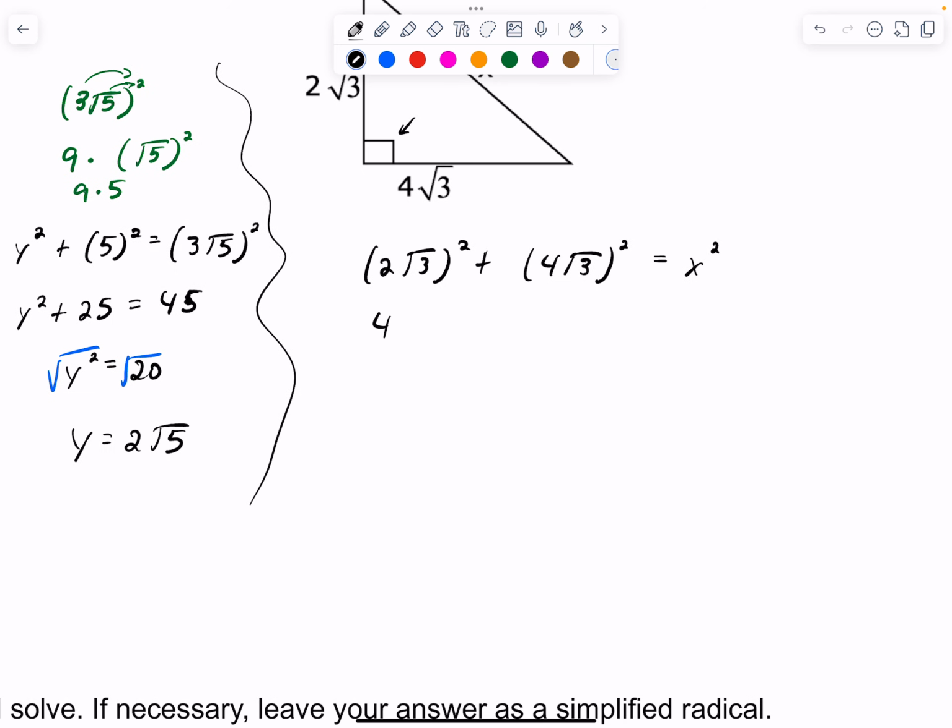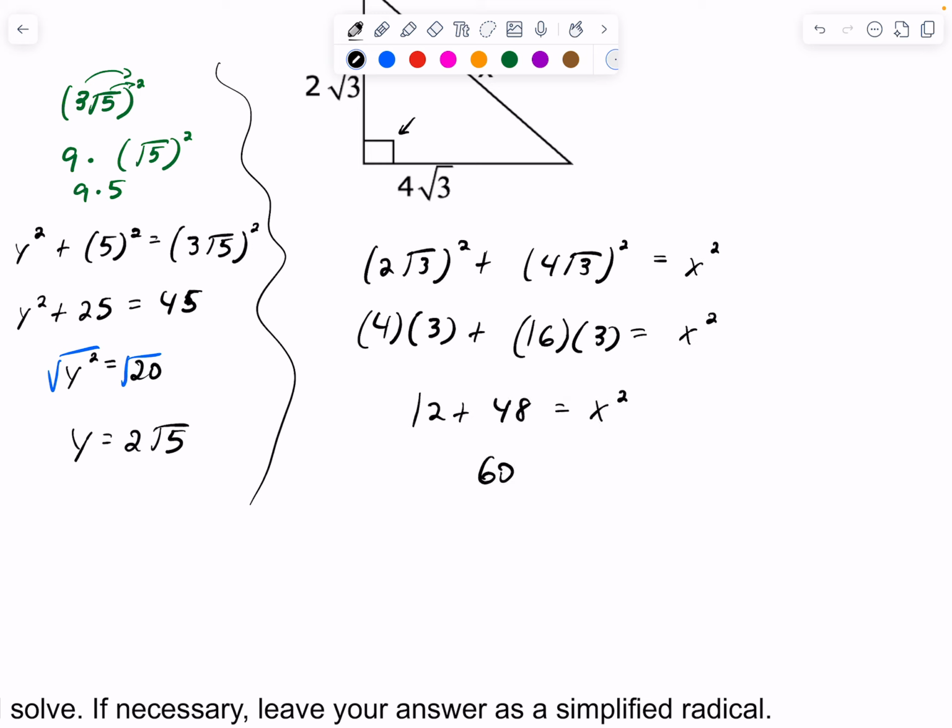So 2 squared is 4, times the square root of 3 squared, which is just 3, plus 4 squared, which is 16, times the square root of 3 squared, which is just 3, equals x squared. So that's 12 plus 48 equals x squared. That's going to be 60 equals x squared. Take the square root of both sides.